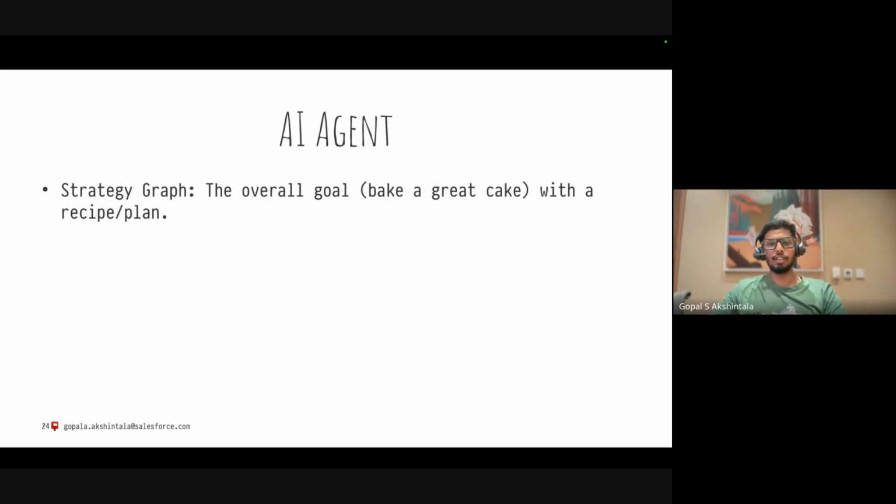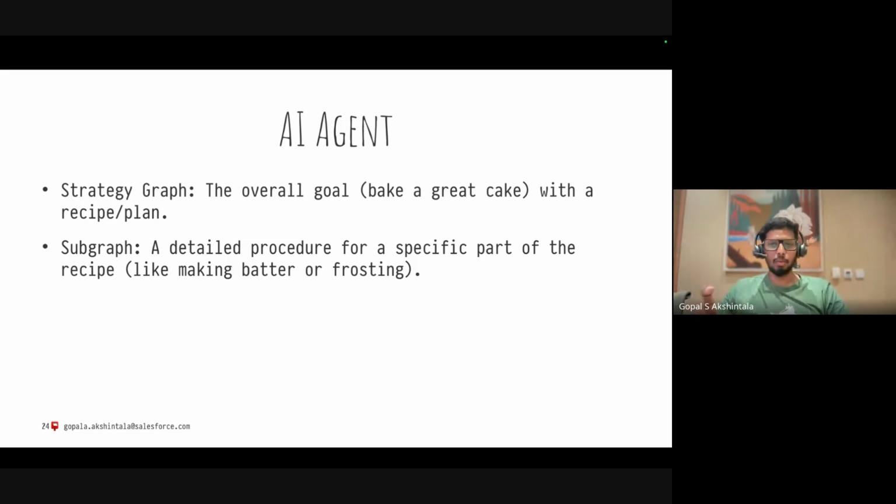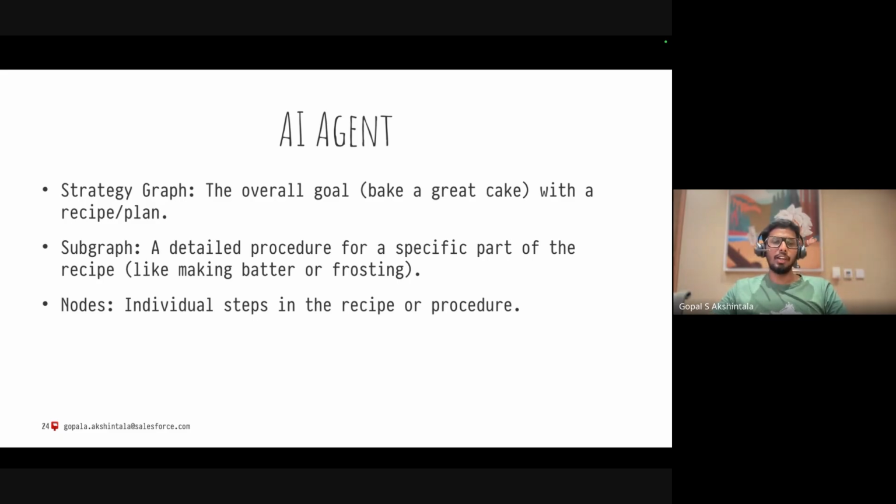Now, the strategy graph is like, as I said, you're trying to bake a cake and you have a recipe. That's a strategy. You have a goal. And the subgraph is a detailed procedure of a specific part, like making the batter for the cake or frosting or whatever, which again have probably multiple steps, which may not be simple. And the nodes are individual steps. Again, you may have step one, do this, step two, do that, etc. I hope you got the analogy. You would have steps, and some steps may be complex, which become subgraphs.